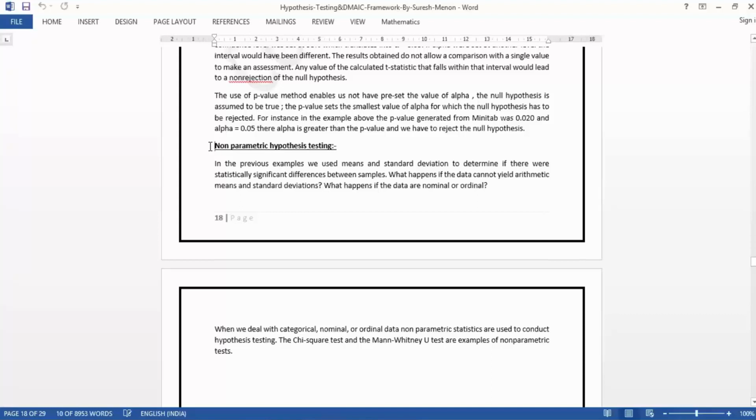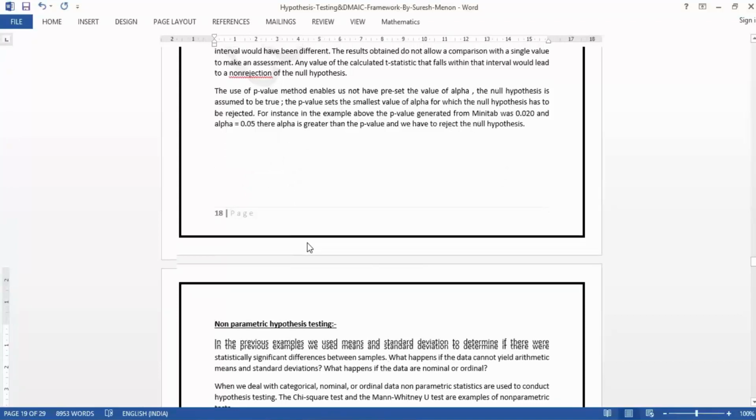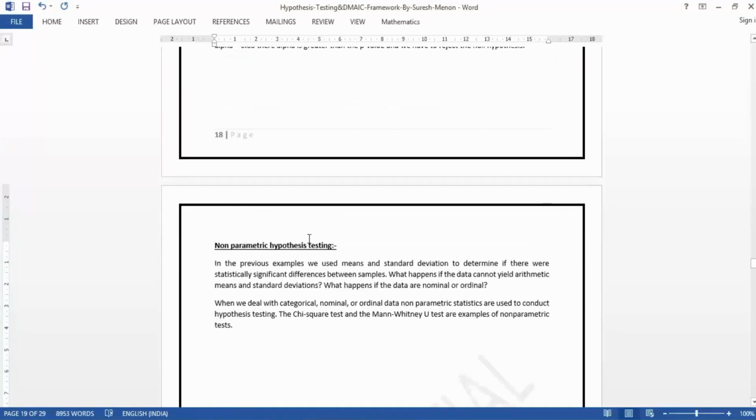What is non-parametric hypothesis testing? Non-parametric hypothesis testing is for data which cannot be measured on a measurement scale. Hypothesis testing is of two types, parametric testing and non-parametric testing. Please note it down.